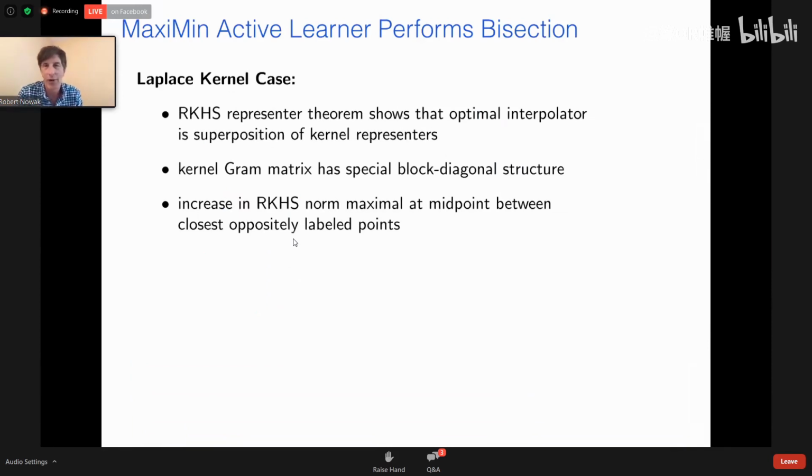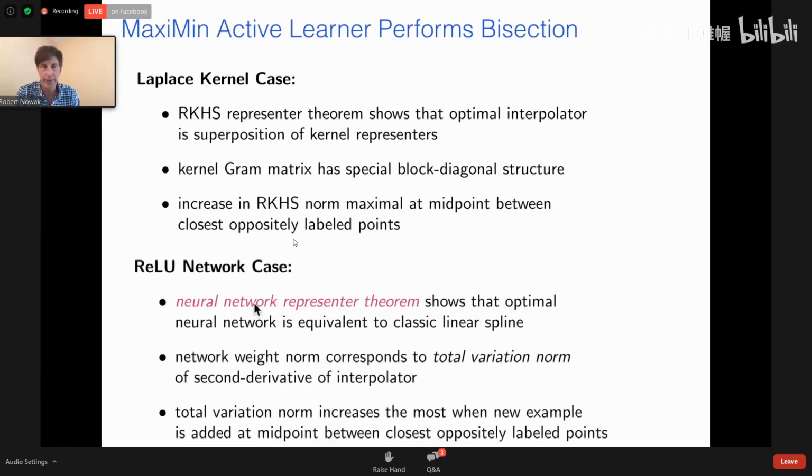So how do you go about showing that something like this actually happens? Well, it turns out that proving these results hinges on the representer theorem. In the case of kernels, we use the reproducing kernel Hilbert space representer theorem to show that the optimal interpolator is a superposition of kernel representers, which is a standard known result. Then you can inspect the exact structure of the kernel Gram matrix and see that it has a block diagonal form. That form allows us to show that when you add a new point, the increase in the RKHS norm of the interpolator is maximal at the midpoint between the closest oppositely labeled points. And that's what drives the sampling towards finding those decision boundaries very quickly.